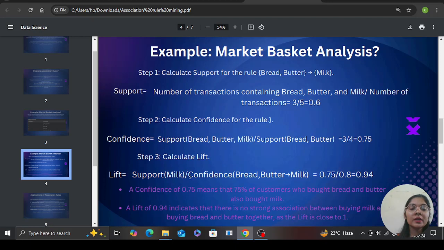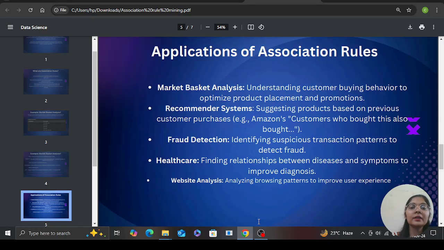In conclusion, a confidence of 0.75 means that 75% of customers who bought bread and butter also bought milk. A lift of 0.94 indicates that there is no strong association between buying milk and buying butter together, as lift is close to 1. Now, after understanding this numerical, we come to the applications of association rule.